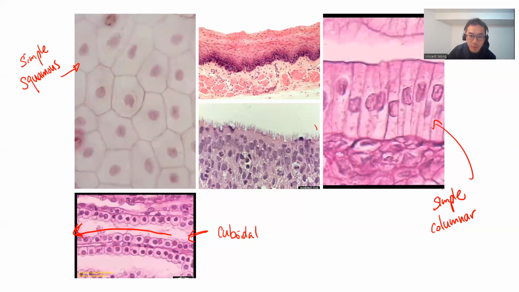Okay, look at this one. This one has all the hair, right? You see all the hair, and then it looks like multiple layers. So this is the pseudo one. Pseudostratified.